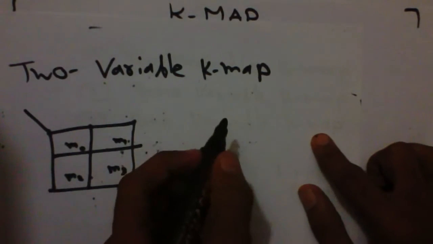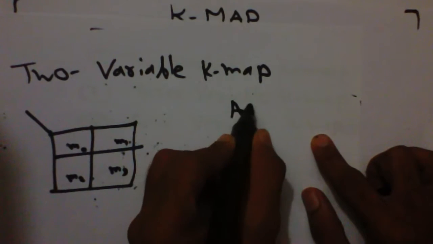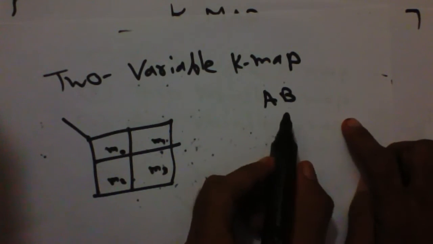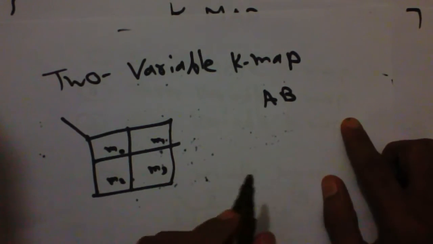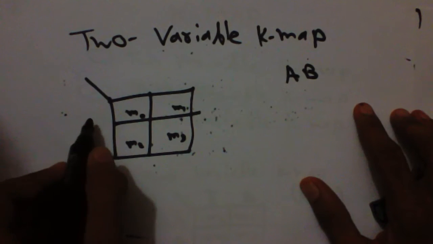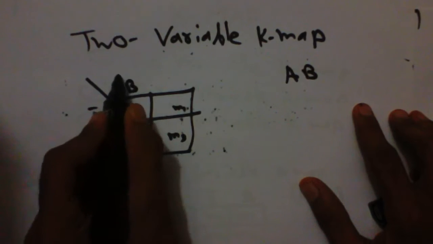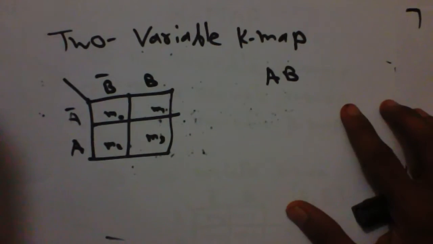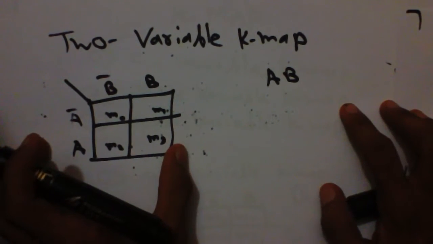Suppose we have two variables known as A and B. Their names can be PQ, XY, or anything. But for example, I have taken A and B. So in this will be A dash and this will be A. This will be B bar, B dash, and this will be B. So this is the structure of a basic two variable K-map.